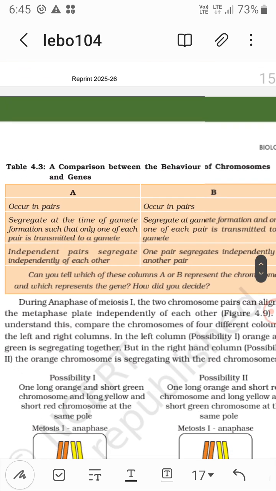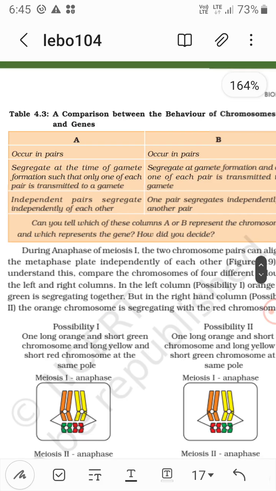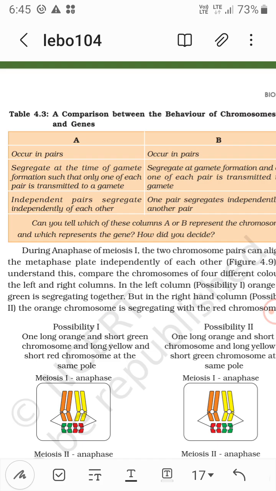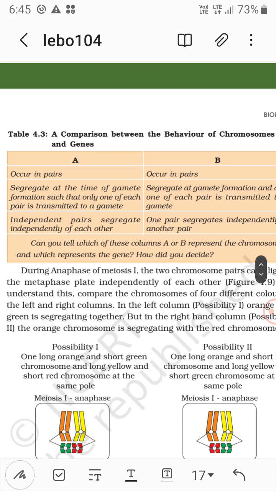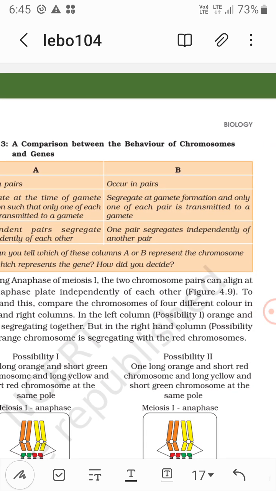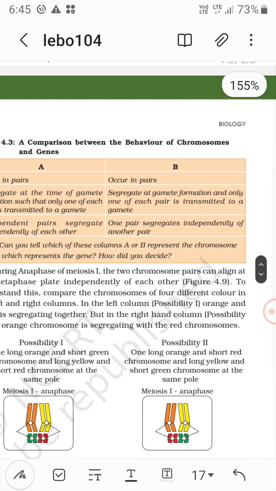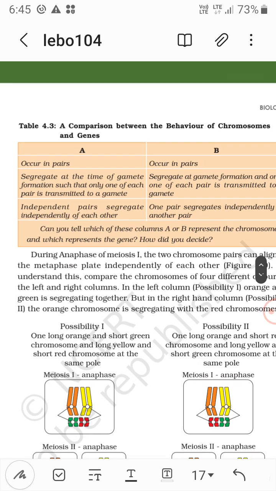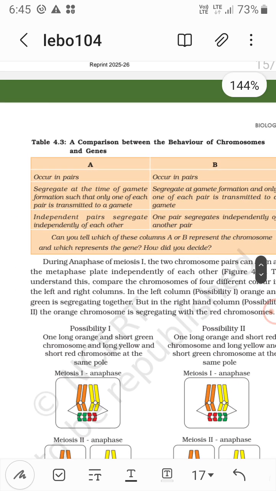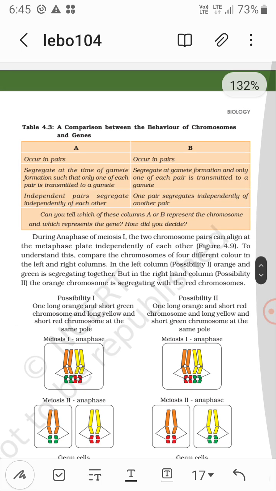Now, a comparison between the behavior of chromosomes and genes. They occur in pairs. They segregate at the time of gamete formation, such that only one of each pair is transmitted to a gamete. Independent pairs segregate independently of each other. One pair segregates independently of another pair.